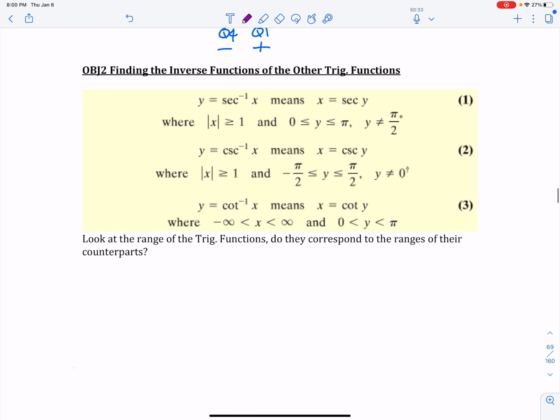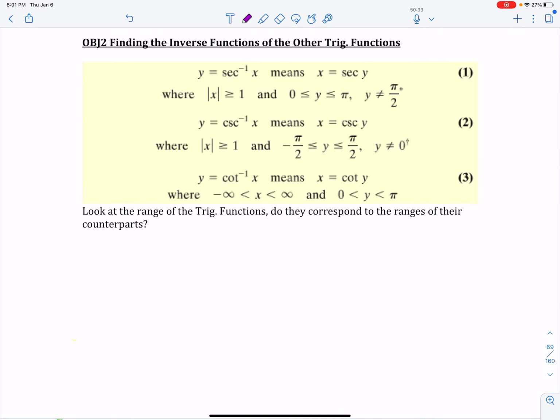Objective 2 goes over how to find the inverse functions of the other trig functions. If we look at the first one, it's dealing with secant. Remember that secant is the reciprocal function of cosine. We're going to talk about that relationship in a second.